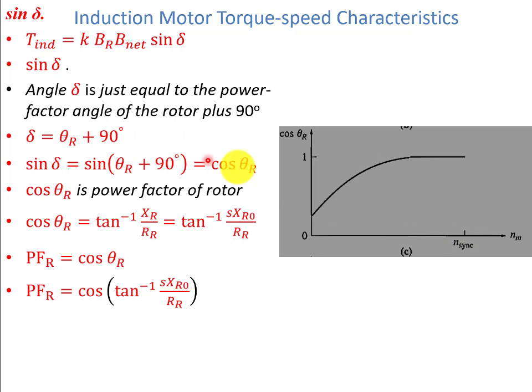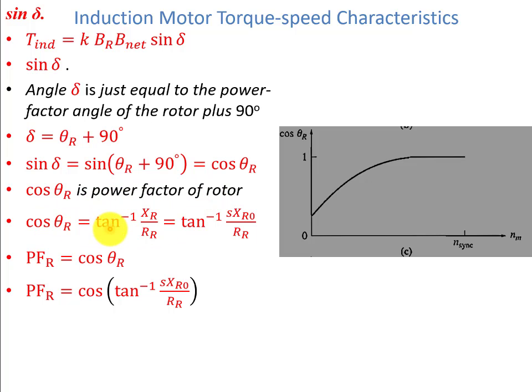Now let's look at another important aspect, the torque induced. We know that this is equal to K BR B net sine delta, and angle delta is just equal to the power factor angle of the rotor plus 90 degrees. So delta is equal to theta r plus 90 degrees. Here we can manipulate it as sine delta equals sine of theta r plus 90, which is equal to cos theta r, and cos theta r is the power factor of the rotor.